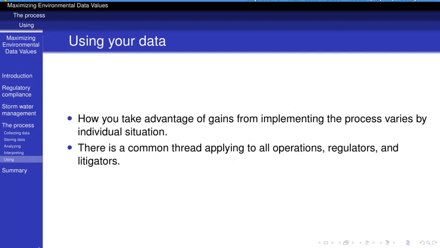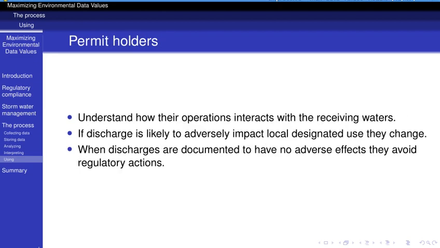Using the knowledge and insights you have gained from processing your environmental data is how you maximize its value to you and your operations. Each operator will apply this knowledge of the local ecosystem and the operation's interactions with it to avoid and resolve issues that are raised by regulators and others. While each situation is going to be different and specific to activity, place, and time, common guidelines apply to permit holders, regulators, and litigators. When you understand how your operations interact with receiving water and other components of the local ecosystem, you know whether operational changes are needed.